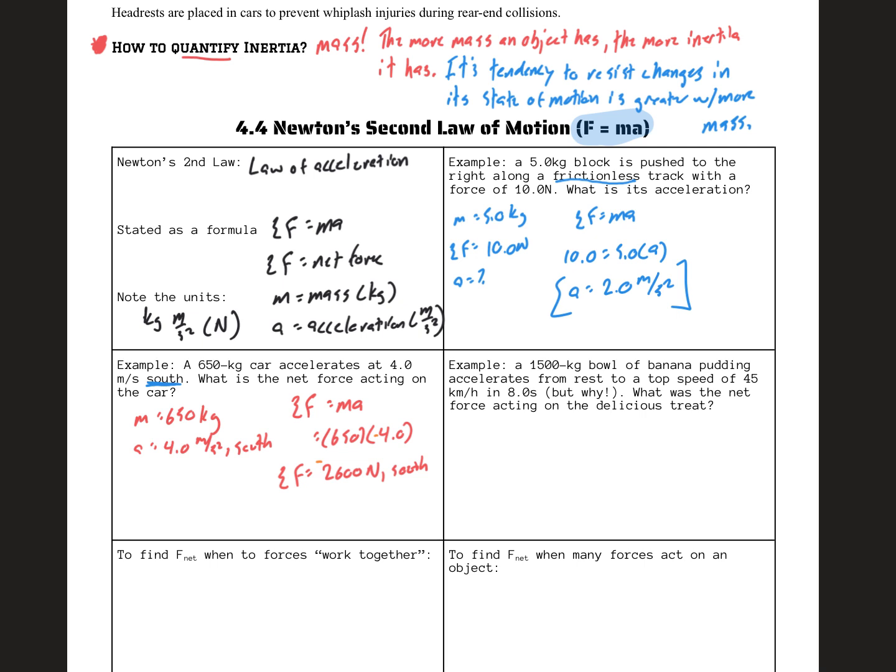Another kind of question we have, we can apply kinematics to these. So I have a 1,500 kilogram bowl of banana pudding. It accelerates from rest, so v naught equals 0 meters per second. And then I have a final velocity of 45 kilometers per hour. Make sure we know how to convert that to get 12.5 meters per second. The time this happened in is 8 seconds, and we want to know what the force was.